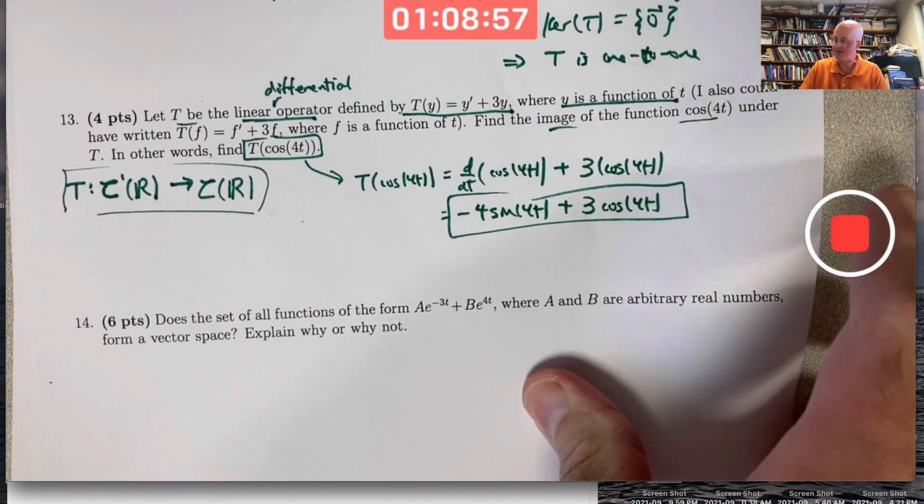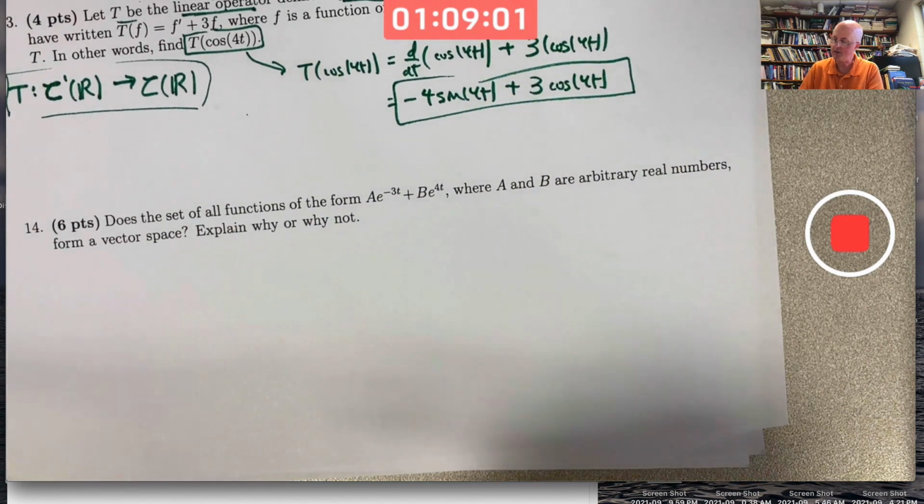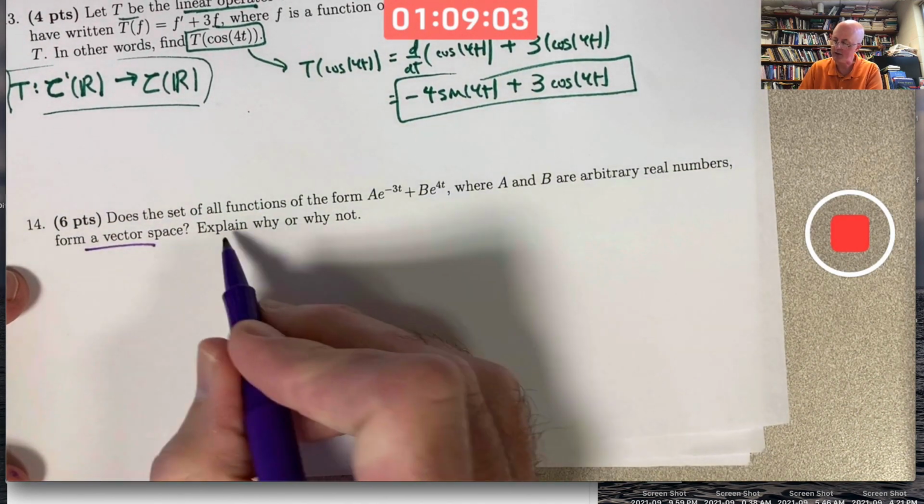14 is the last question. Does the set of all functions of this form, where a and b are arbitrary real numbers, form a vector space? Explain why or why not.